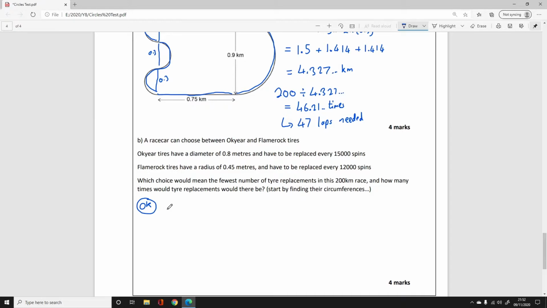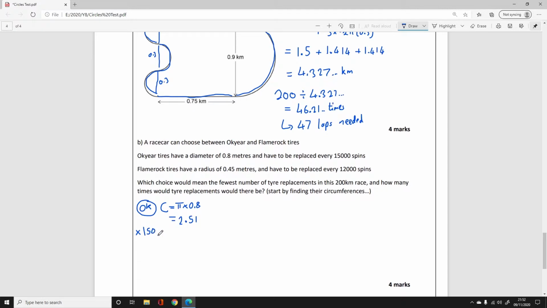The OK one's got a diameter of 0.8, so they've got a circumference of pi times 0.8, and that would be 2.51. And then they get replaced every 15,000 spins. So we're going to need to multiply that up by 15,000. And we'll get that they need to be replaced every 37,699 meters, because the diameter was in meters.